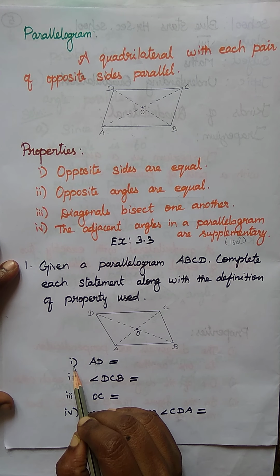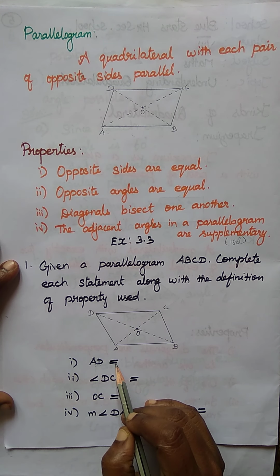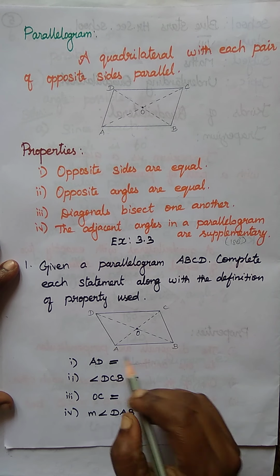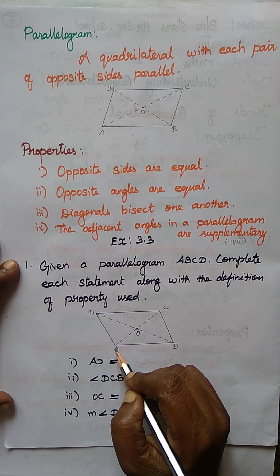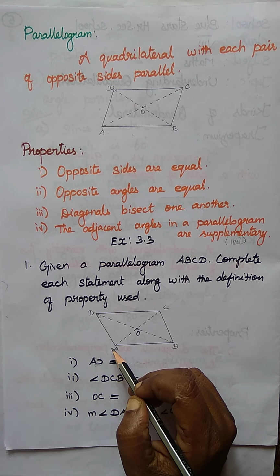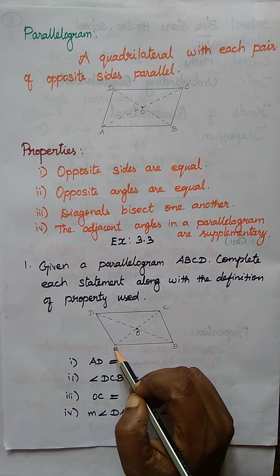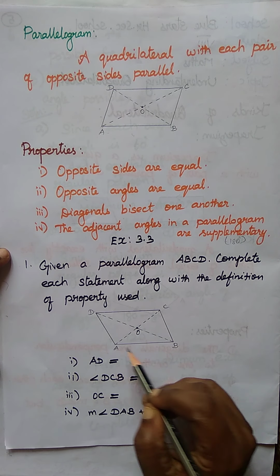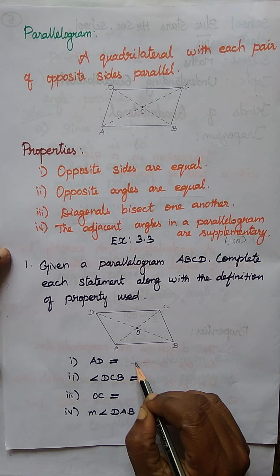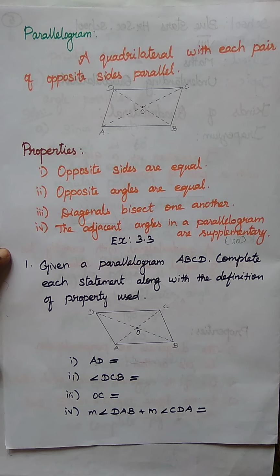The first question is AD equal to what? AD is a side. So what is the rule? The property is opposite sides are equal. So what is the opposite side of AD? BC.